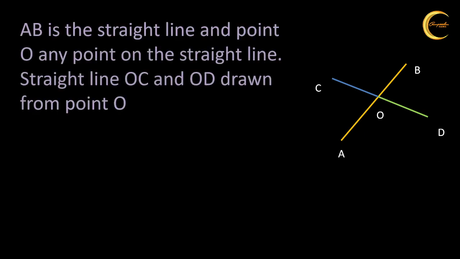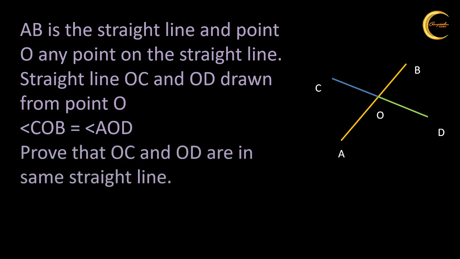Now you see, AB is the straight line and point O is any point on the straight line. So this is important: O is any point on the straight line. And OC and OD are drawn from point O, and these two lines are on the opposite sides of the straight line AB. It is said in the problem that COB equals AOD. Now prove that OC and OD are in the same straight line.